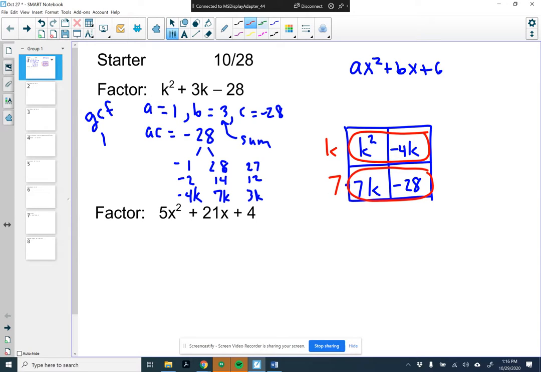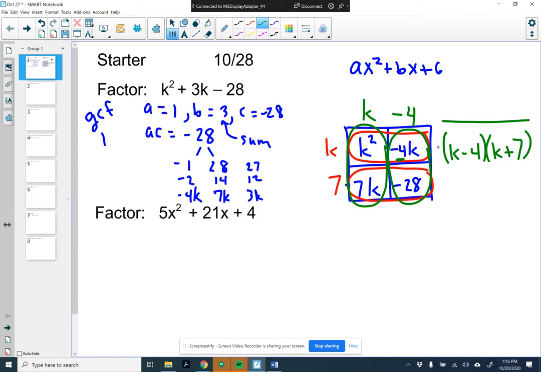I'm going to switch colors again. I'll switch over to green. Greatest common factor for that column is a k. Greatest common factor for the second column, I'm going to do a negative since this is a negative 4k. 4 and 28 have a common factor of 4, and the k is not there because 28 doesn't involve a k. All right, our factorization then is going to be k minus 4 times k plus 7.